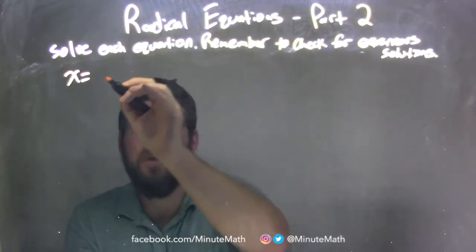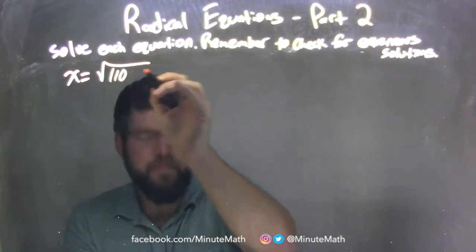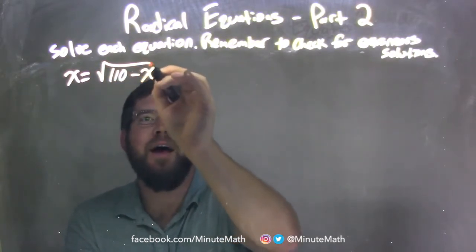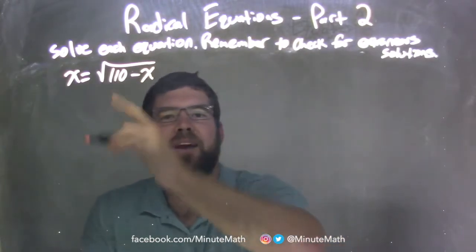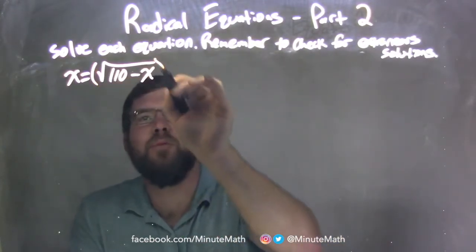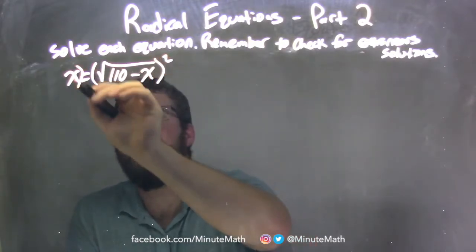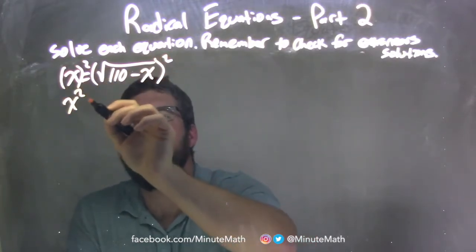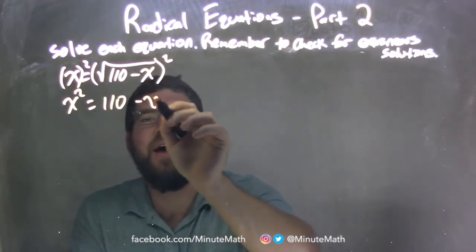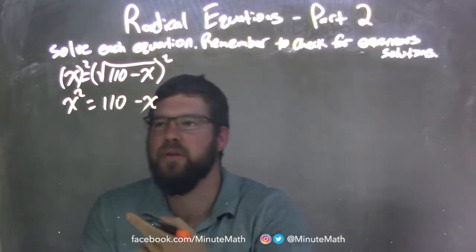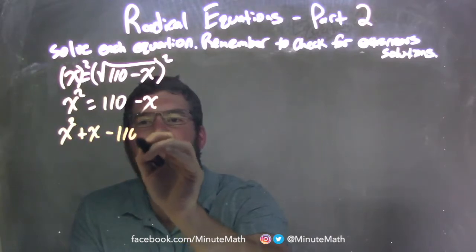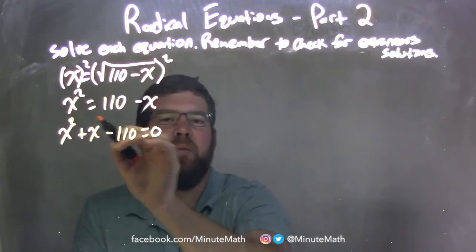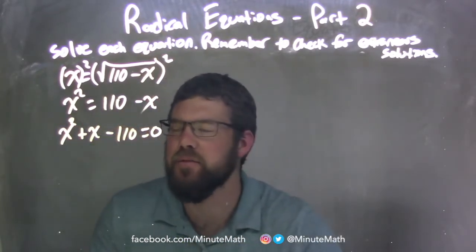Next problem: x equals the square root of 110 minus x. Well, first thing, I've got to square both sides. Let's get rid of the square root. So I'm squaring here, left with x squared equals 110 minus x. Then I'm going to bring everything over to the left-hand side. So we have x squared plus x minus 110 equals 0, subtracting the 110 on both sides and adding the x.